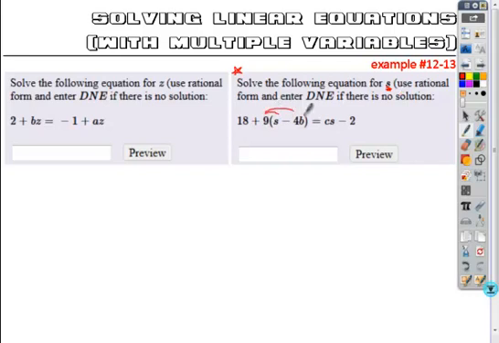So the first thing I need to do is get rid of my grouping symbols here. So I'm going to distribute the 9 through. That gives me 9s minus 36b is equal to cs minus 2, the 18 still out front.